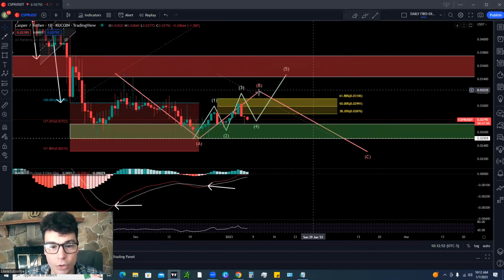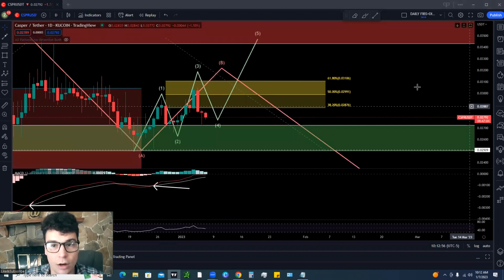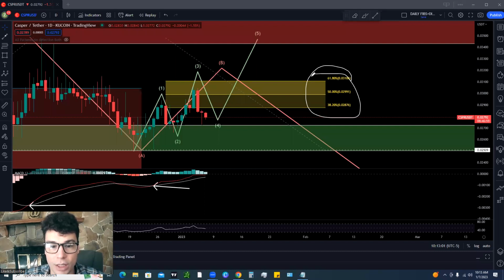Now, the way we would do this is we're going to have to break through our major resistance levels, all right, specifically the 61.8, the 50%, and the 38.2, these three over here. So we have 0.02876, 0.02991, and 0.03106. Those are your major resistance levels.